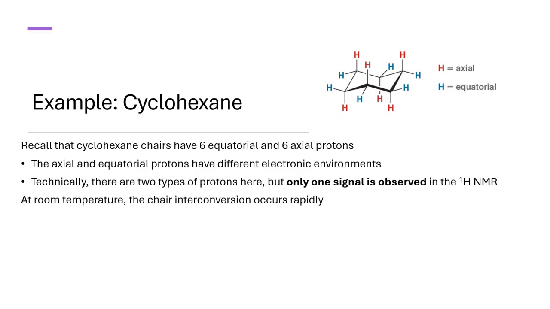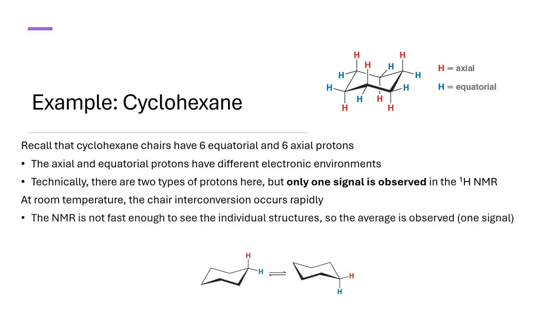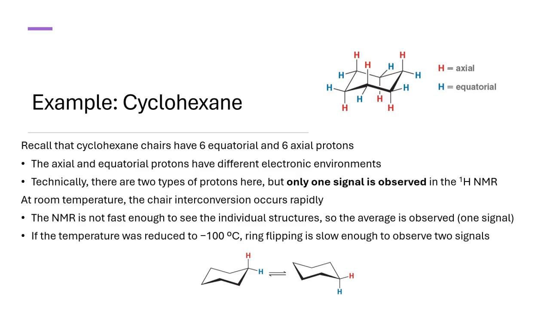That's because at room temperature, the chair interconversion occurs rapidly. That is, the axial positions become equatorial and vice versa pretty quickly. So the NMR is not fast enough to see the individual structures, so the average is observed, or only one signal. However, if the temperature is reduced to -100 degrees Celsius, ring flipping is slow enough to observe the 2 signals.